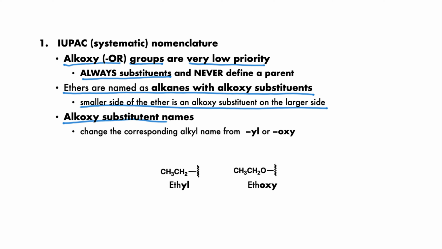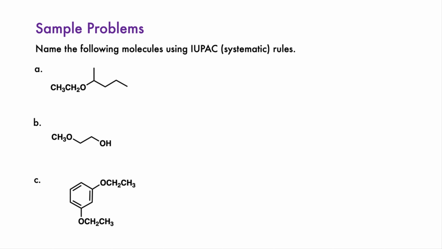Alkoxy groups are alkyl groups with an added oxygen. The names are derived by changing the YL ending of the corresponding alkyl group to oxy. So, for instance, the ethyl group becomes an ethoxy group. Pause and try these sample problems. Give these molecules systematic IUPAC names.